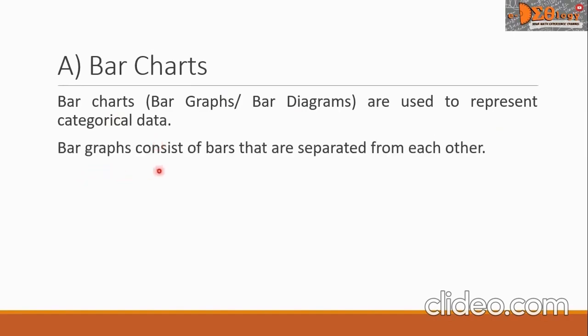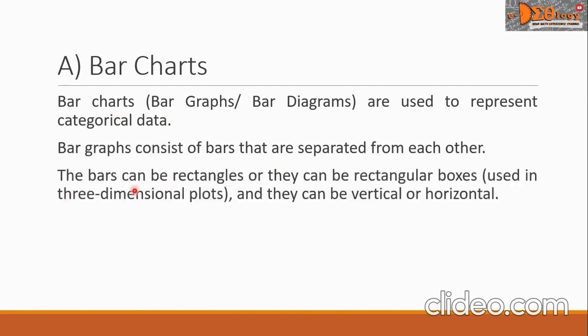Bar graphs consist of bars that are separated from each other. The bars can be rectangles or they can be rectangular boxes used in three-dimensional plots, and they can be vertical or horizontal.